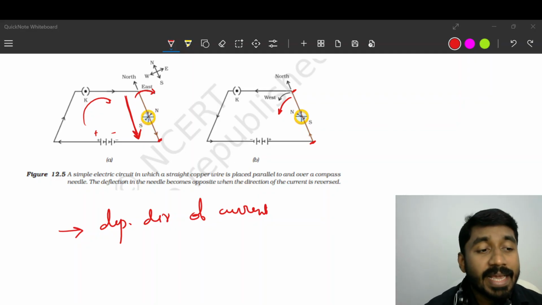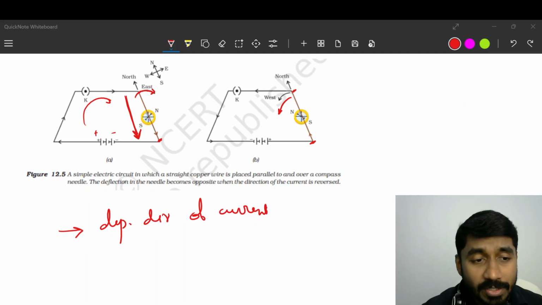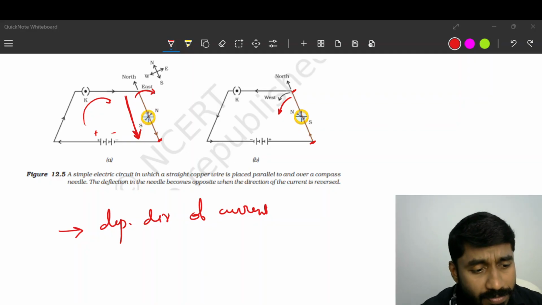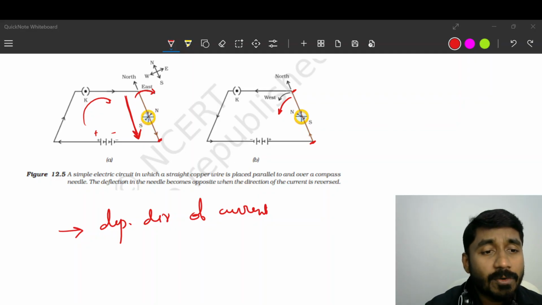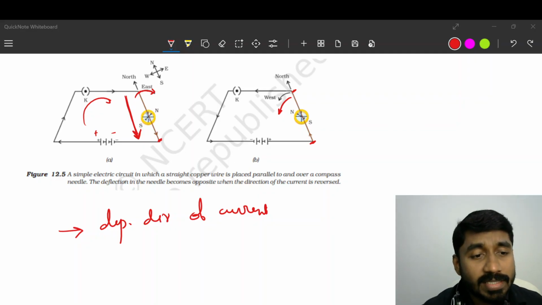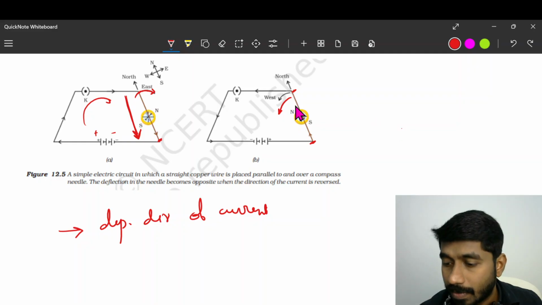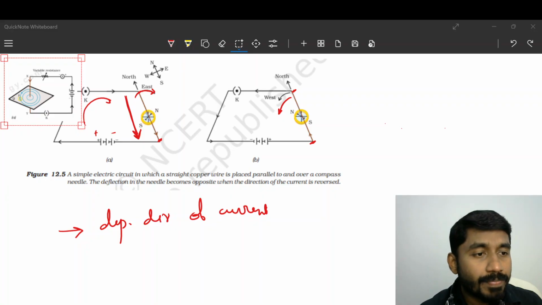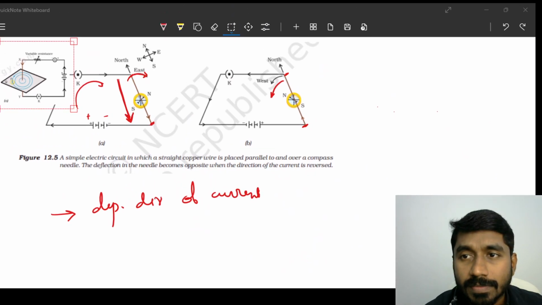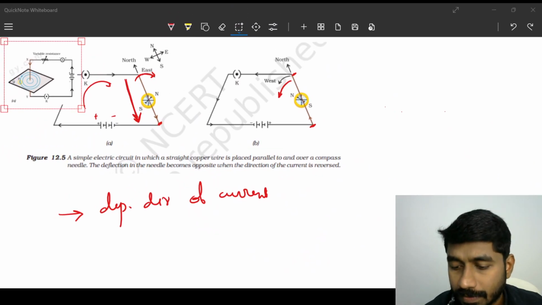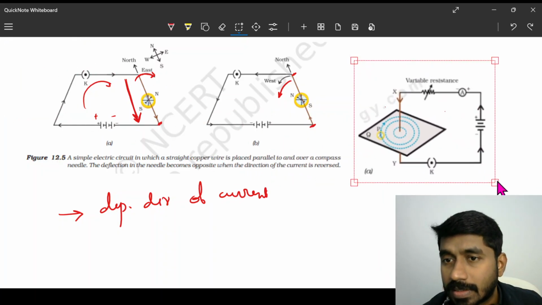Clear? So there is an experiment which is given in your textbook, the magnetic field around a straight current carrying conductor. All those things are given in your textbook. I will show you that picture here. One second. Okay, so here you see the picture. Yes, this is the picture.